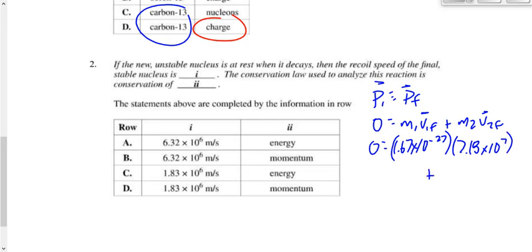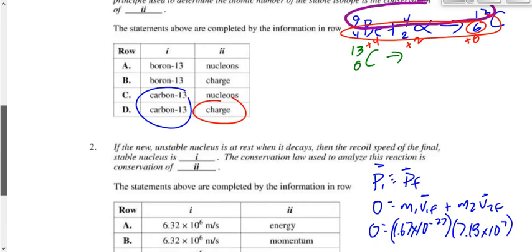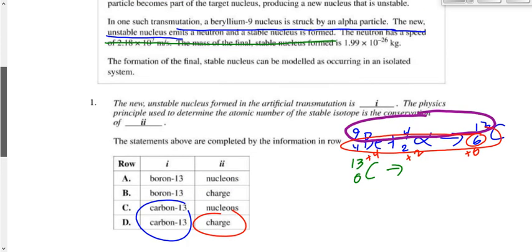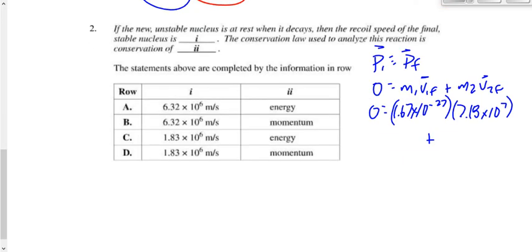Plus the mass of the stable nucleus, the thing that's produced in the end here, which they gave to me is 1.99 times 10 to the minus 26. And then we're going to solve for VF, the final velocity of the stable nucleus. And I believe we got 1.83 times 10 to the 6 meters per second.